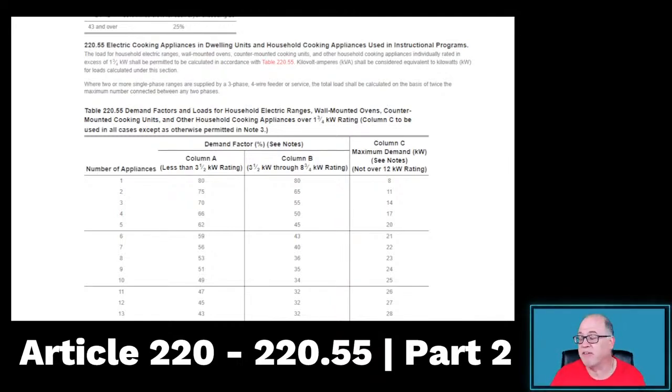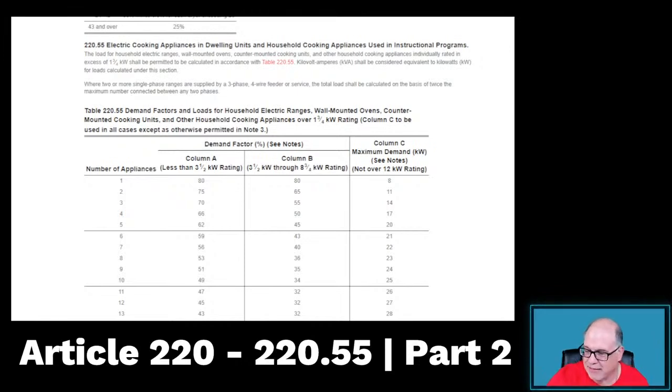Well, guess what? If it's not over 12, guess what the kW is for that 9 kW range? It's 8 kW. Guess what it is for that 10 kW range? 8 kW. Guess what it is for that 11 kW range? 8 kW. Guess what it is for the 12? It's 14. No, I'm just kidding. It's still 8 kW, right? Because none of those exceeded 12, okay?